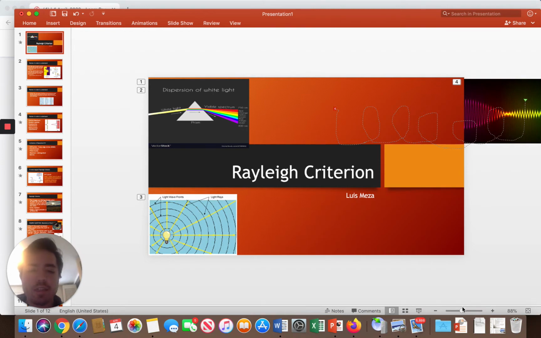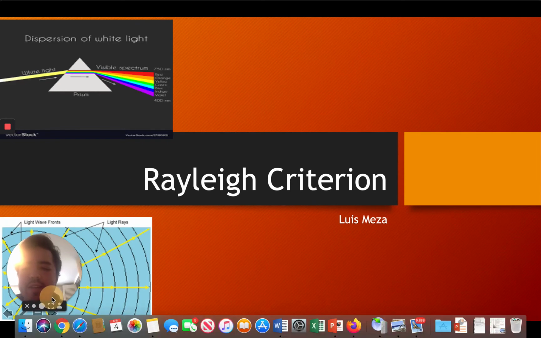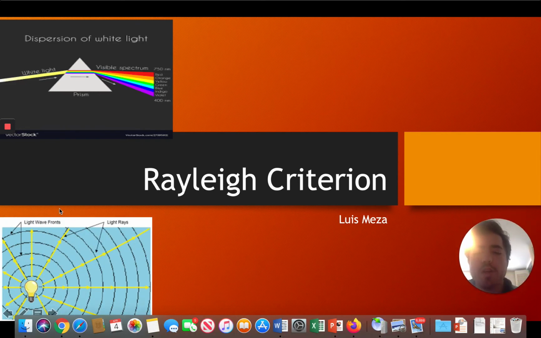And so we see here, let me start the slideshow. You can see that the dispersion of white light is actually a ray characteristic. And you can see here that light is both a wave and a ray. As you can tell, the arrows are the rays and the wave fronts are the waves. Today, the Rayleigh Criterion is all wave optics, but we'll mention why it's a wave characteristic and not a ray characteristic.